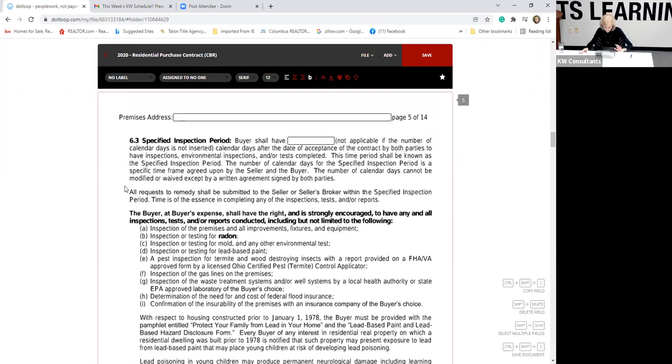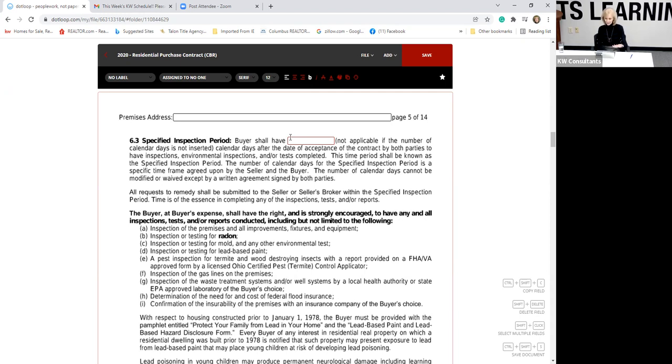Okay, 6.3, specified inspection period. So if you put in there 10 days, what's the date today? The 10th. Okay, so if the contract is accepted today and you have 10 days from acceptance, day number 1 starts tomorrow, January 11th. So you can help your clients count their days, because people have actually messed up with this.